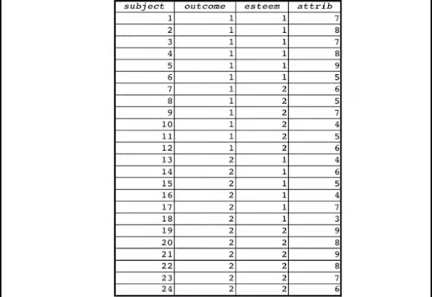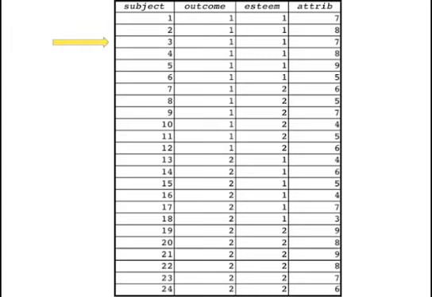Now look at the data. The first column contains the subject numbers. The second column is the outcome variable. Participants who were told that they had succeeded were marked with a 1, and participants who were told that they had failed were marked with a 2. In the third column, participants with high self-esteem were indicated with a 1, and participants with low self-esteem were indicated with a 2. The final column is the dependent variable, the attribution rating.